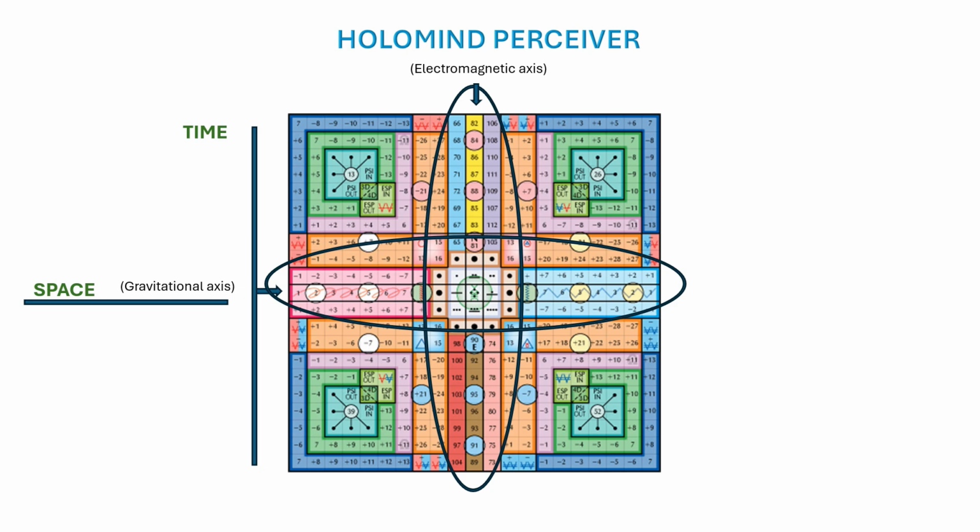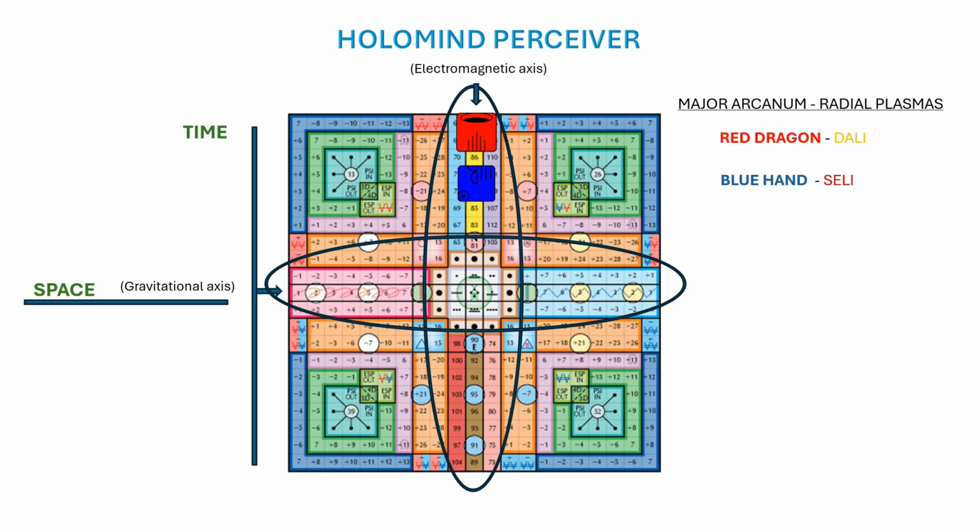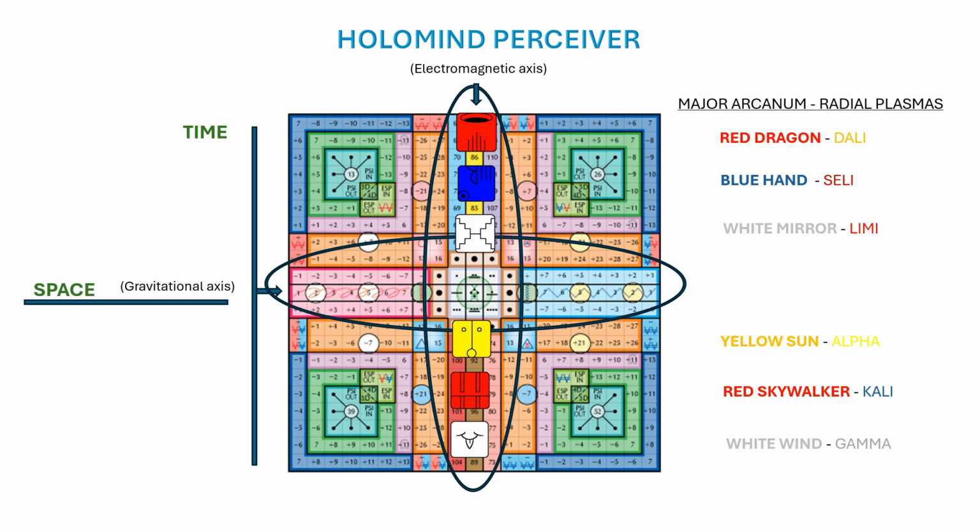Now we're going to look at the major arcanum that runs along the corpus callosum from the back of the head to the front. The major arcanum are going to line up with the radioplasmas that we call Dali, Celi, Gamma, Kali, Alpha, Limi, Sidio. The red dragon represents Dali, the blue hand, Celi. Then we go down to the white wind, Gamma, the red skywalker, Kali, the yellow sun, Alpha, the white mirror, Limi, and then the 7th plasma, Hunebku, Cilio.